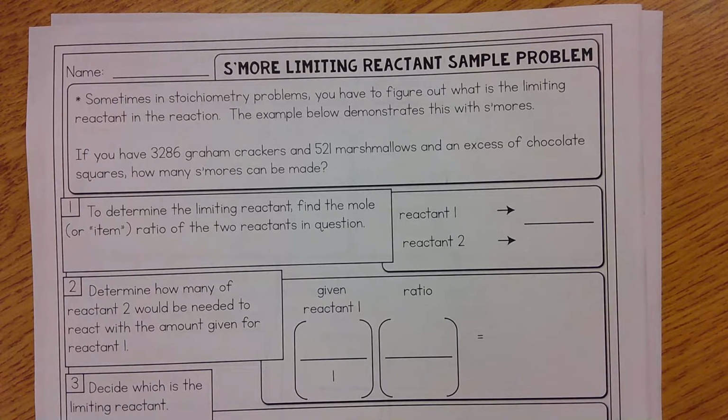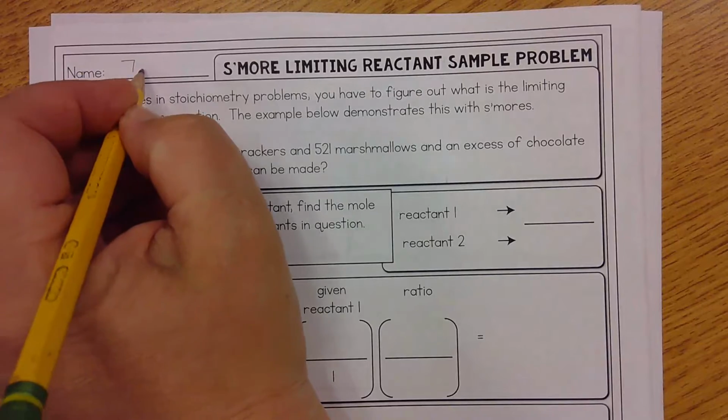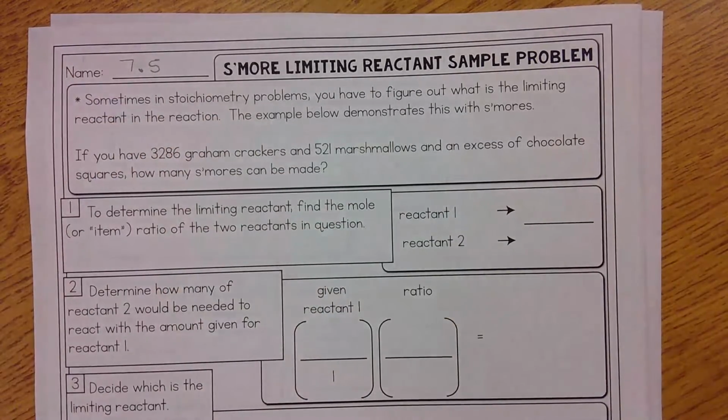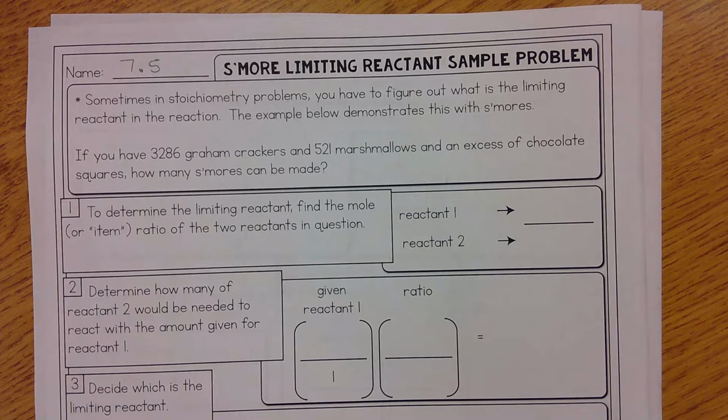Hey y'all, here are the notes for lesson 7.5. I know on your paper in your packet it says 7.6, but hopefully you remember to cross that out and remember that this is actually 7.5. So we're going to be talking about limiting reactant.